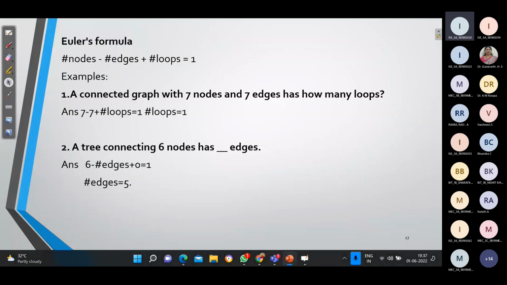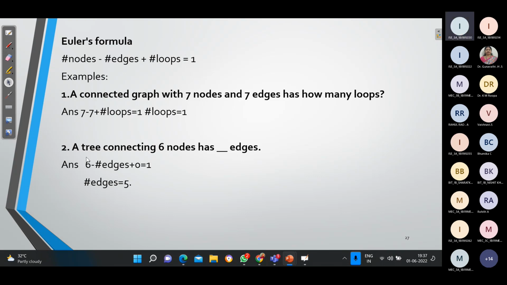So Euler's formula also we learned: nodes minus edges plus loops is equal to 1. Based on these two examples, a connected graph with 7 nodes and 7 edges has how many loops? The number of nodes given is 7, and edges given is 7. So 7 minus 7 plus loops, which we have to find, is equal to 1. 7 minus 7 is 0, so loops will be equal to 1. So there is one loop in this connected graph.